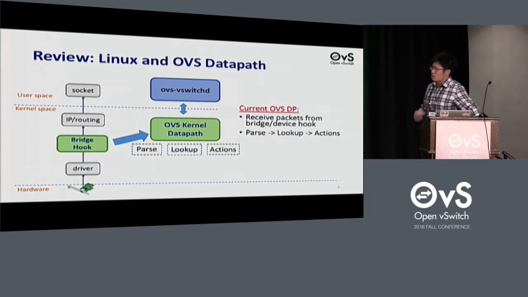This slide goes through a review, if you are not so familiar with the OVS data path. Right now, we get a packet from the NIC, and then it goes to the driver. The OVS kernel data path will get the packet from the bridge hook, and we basically do parsing. We extract the flow key from the packet header. We do a lookup, and depending on the lookup result, we do different actions. For example, you could do an MPLS push, and then output to a port, or you can drop.